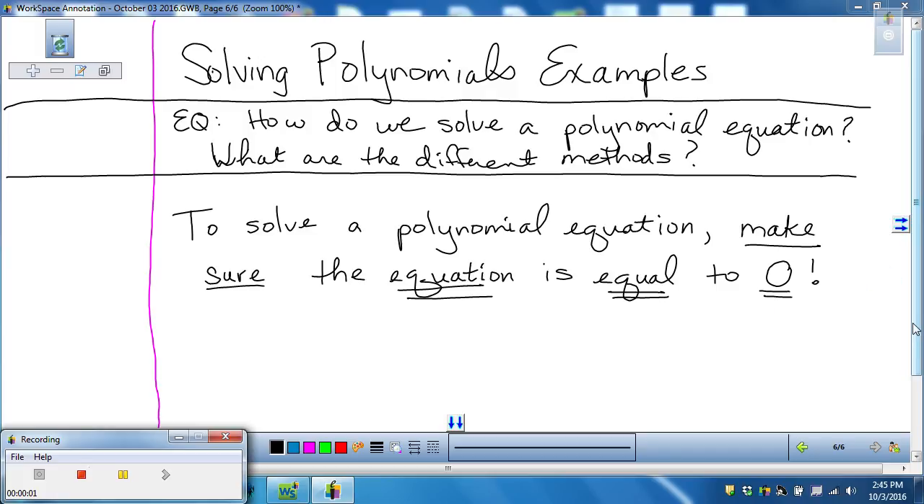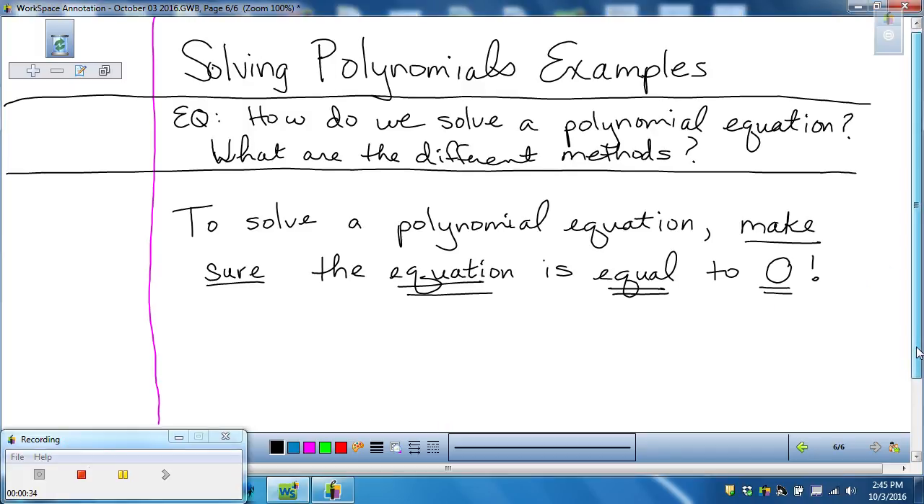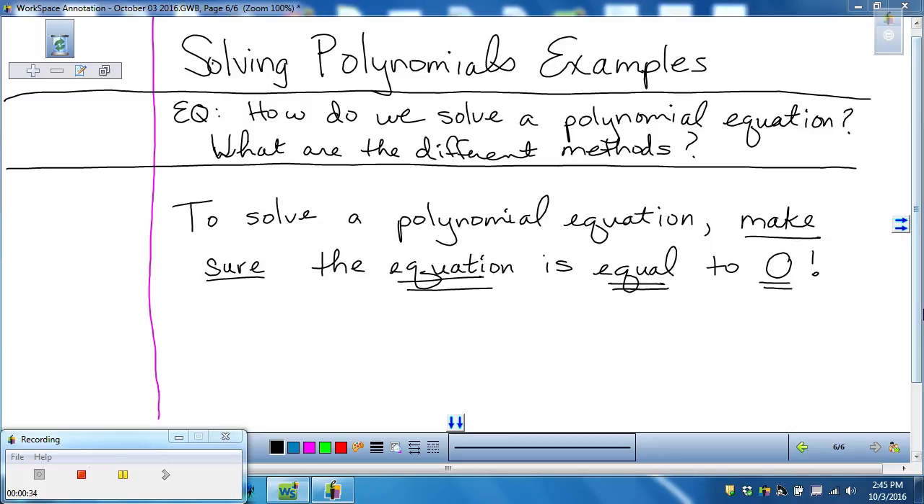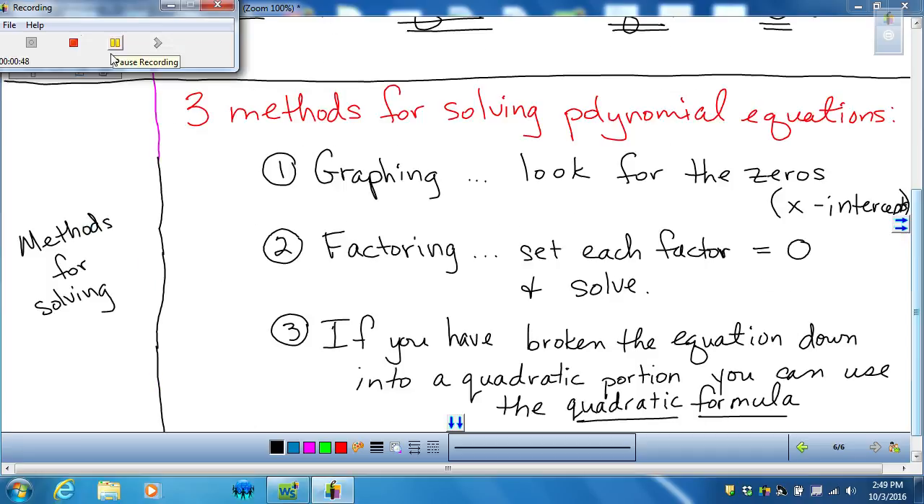As we're doing this, we're going to look at 3 examples for the 3 different ways that you can solve a polynomial equation. So if you will pause, copy down this information, and I will come right back with the 3 methods that we can use. Okay, we have 3 methods for solving polynomial equations.